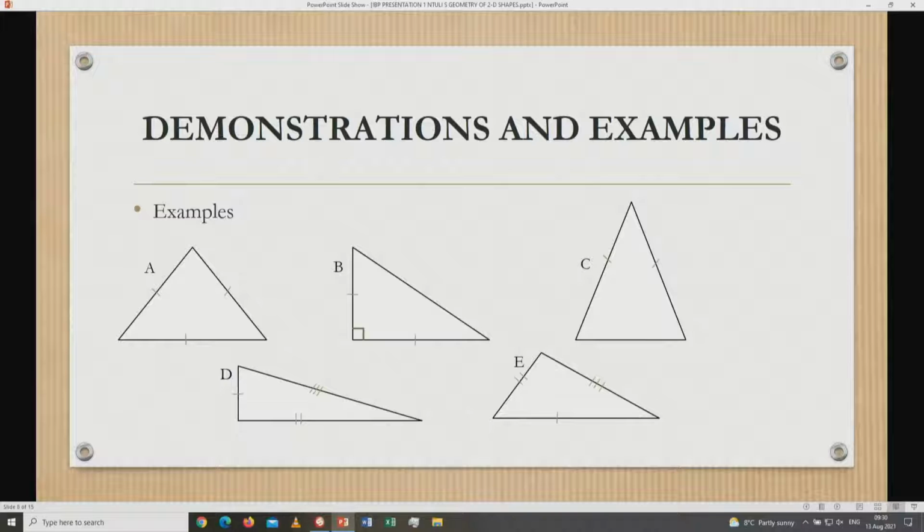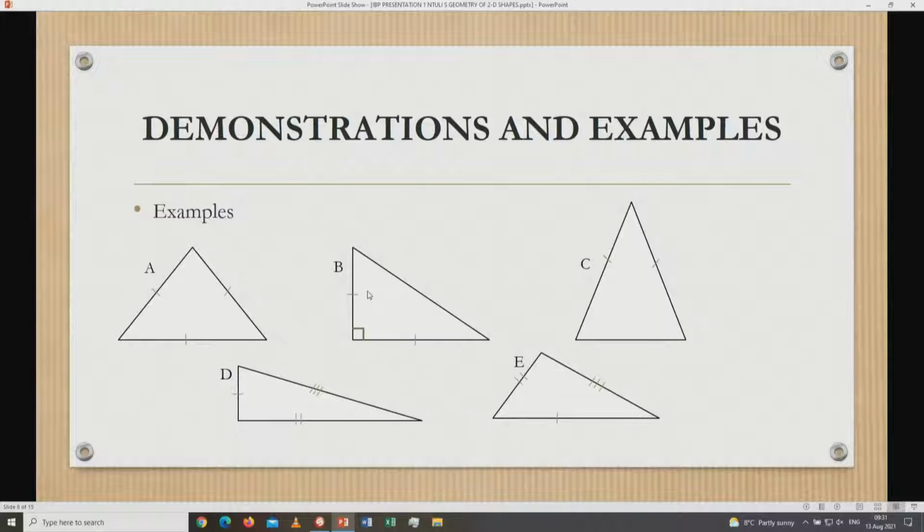Alright guys, I believe our 2 minutes is up. Let us look at these triangles. Let us observe triangle A. In triangle A, can we see there are markings? I've seen 1, 2, and 3 markings, one on each side. So these markings have a meaning behind them.